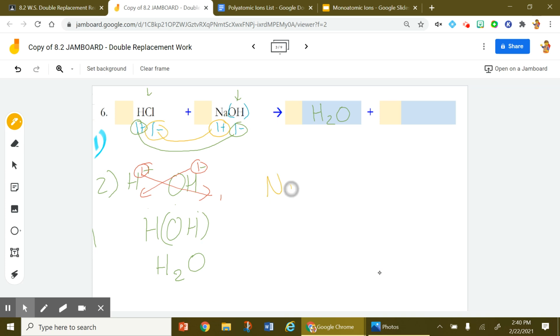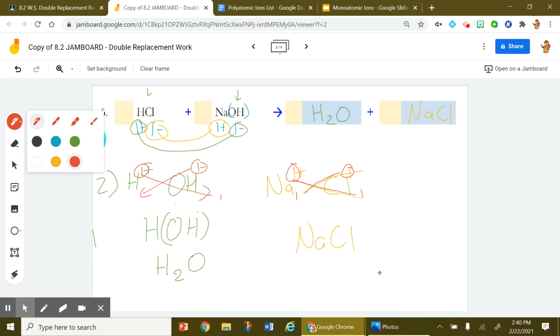The second one is going to be with the Na and the Cl. All right? So Na is 1 plus, as we looked it up. Cl is 1 minus, as we looked it up. And then we crisscross. Which you don't really need to do because they're opposite charges. This one is how many sodiums we're going to have. This one is how many chlorides we're going to have. It's just one of each. NaCl.